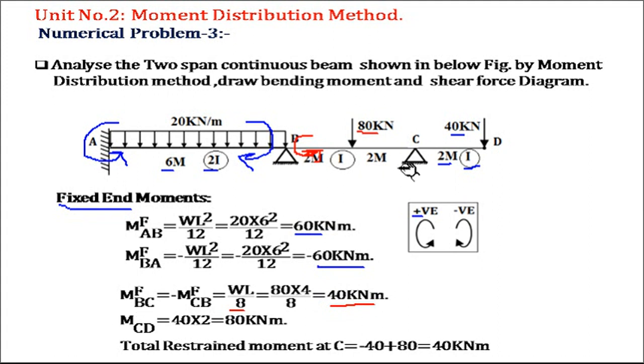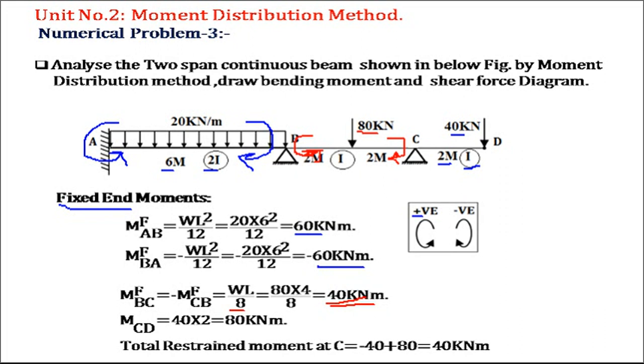Now fixed moment in member CB. It will be in clockwise direction, so minus, and the formula is minus WL upon 8. The value of W is 80 and the length of the member is 4. So the fixed moment in member CB will be minus 40 kN meter.